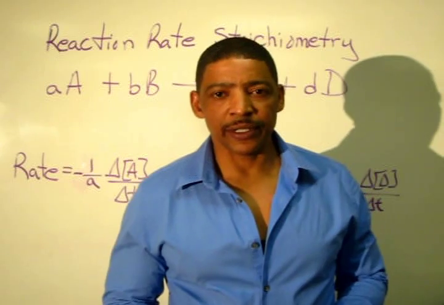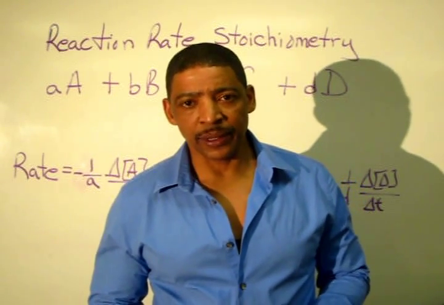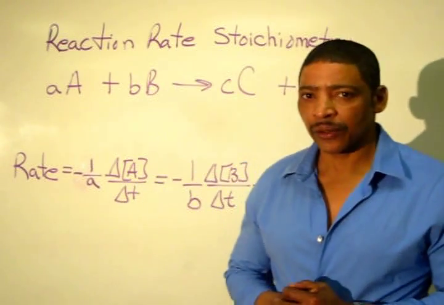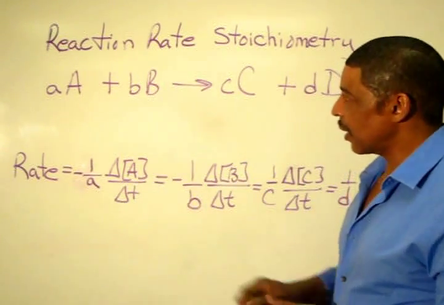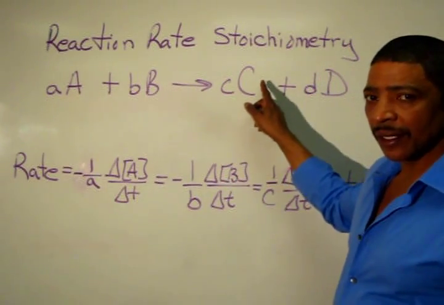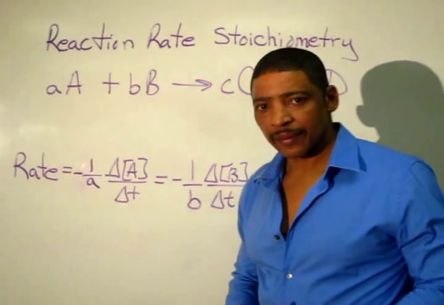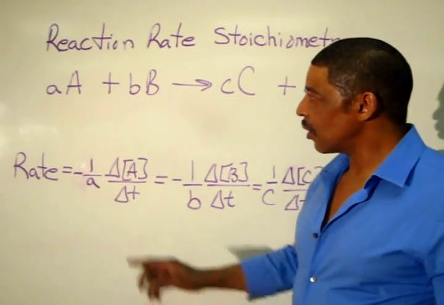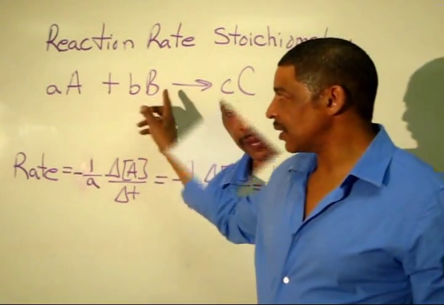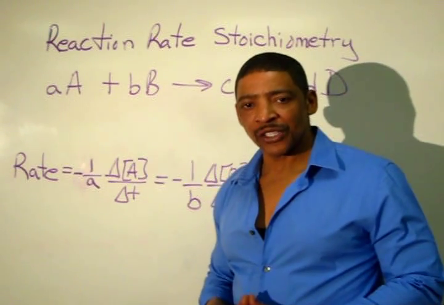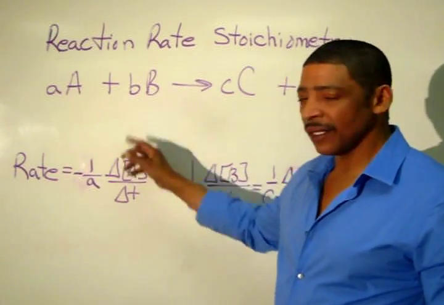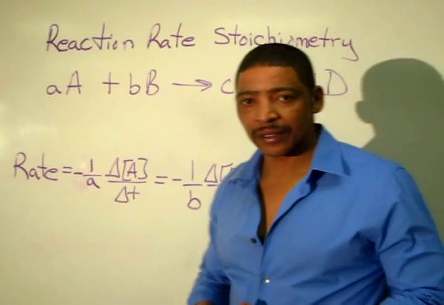Obviously, concentration is very important in determining the rate of a chemical reaction. Consider the following general equation, where A reacts with B to produce C and D. In this example, the lowercase letters represent the coefficients associated with each species. In other words, the molar ratio of this balanced equation would be a to b to c to d.